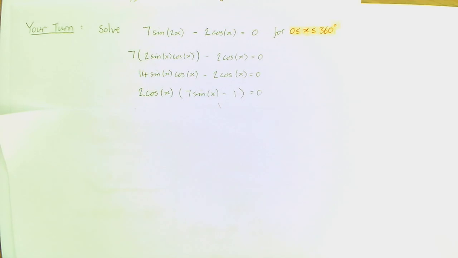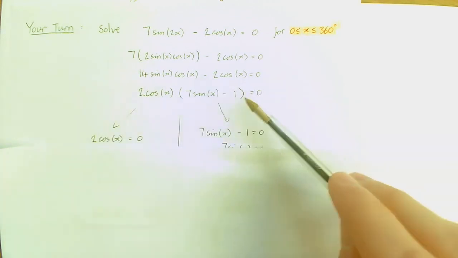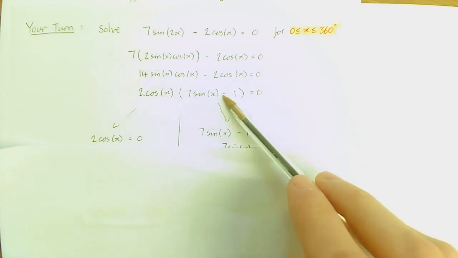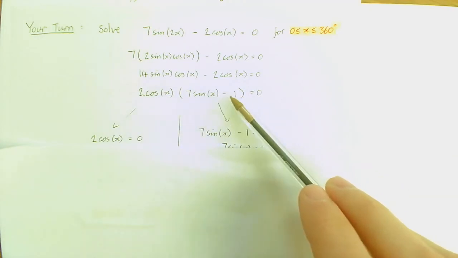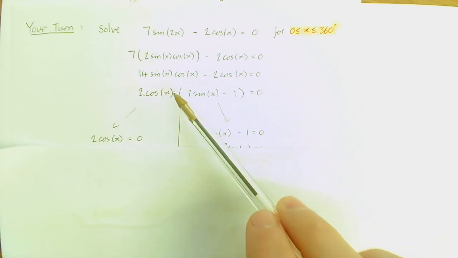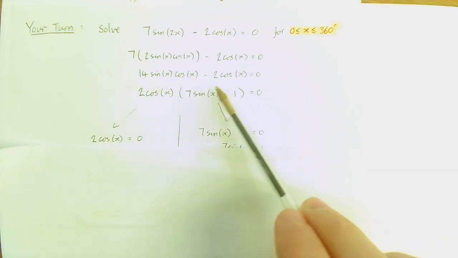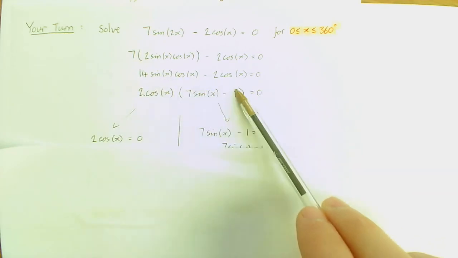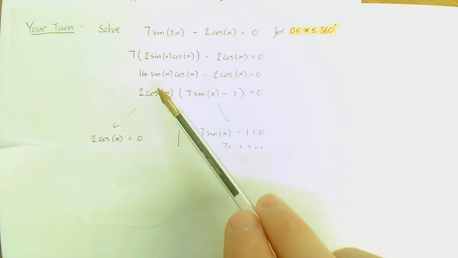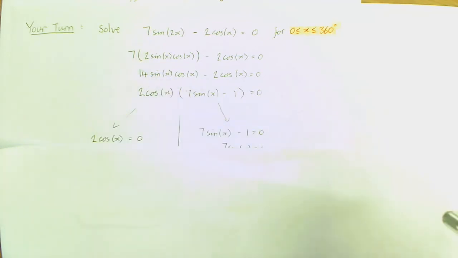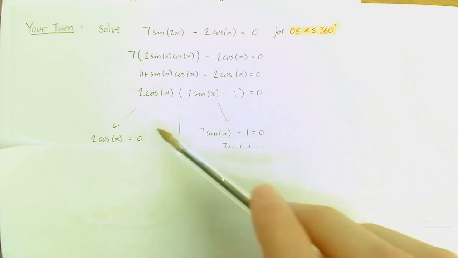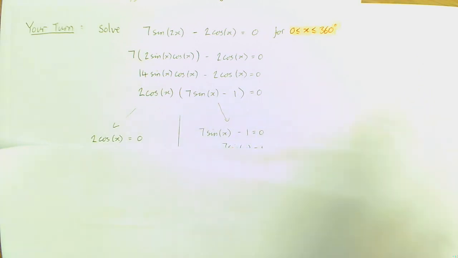That gave us two possibilities, either that the 2 cos x bit equals 0, or the 7 sin x minus 1 bit equals 0. If you left the 2 inside here, so you left it as 14 sin x minus 2, and you only put the cos x outside, nothing will go wrong. You'll get exactly the same answer at the end. It'll just look a little different in the middle here.